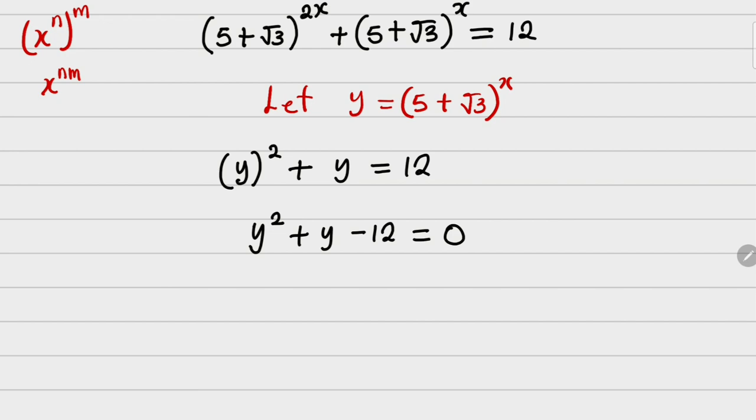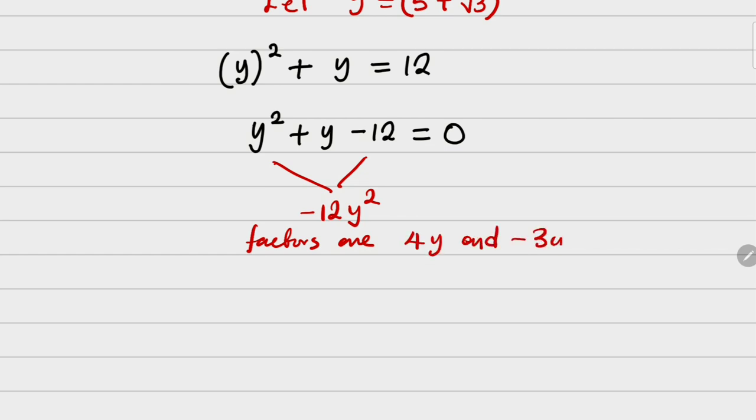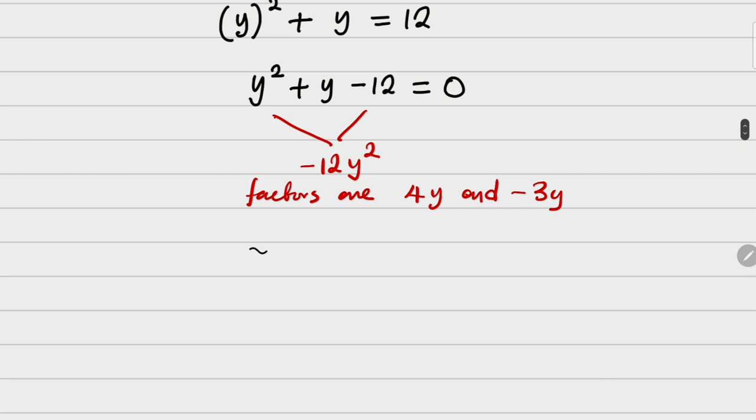This is a quadratic equation which is factorizable, so I'm going to work it out. Of course, I believe you still recall how to do this. Multiplying the two extreme terms, this is going to be minus 12y squared. Then the factors will be plus 4y and minus 3y. Then substituting it back, we get y squared plus 4y minus 3y minus 12 is equal to 0.